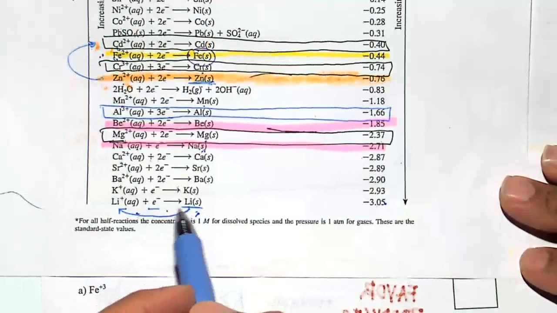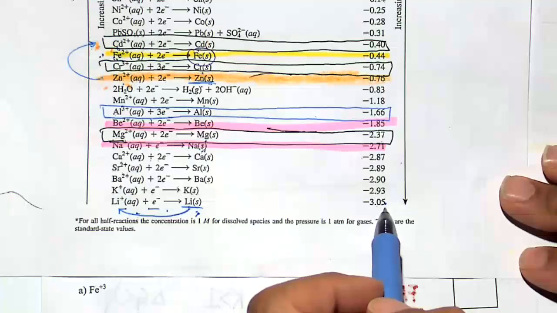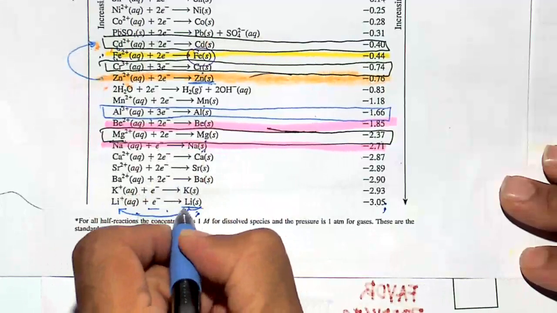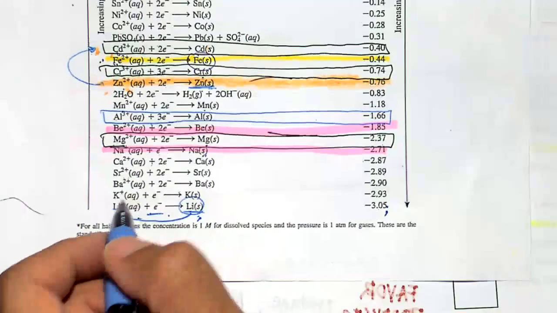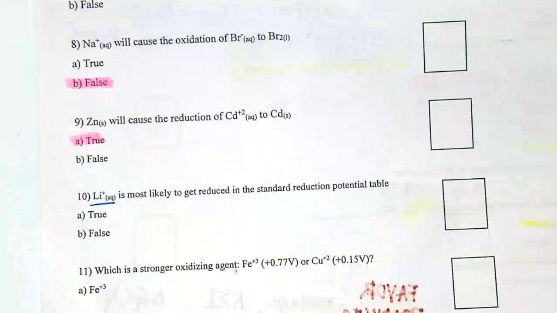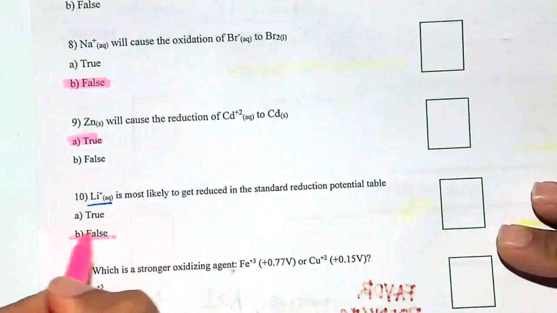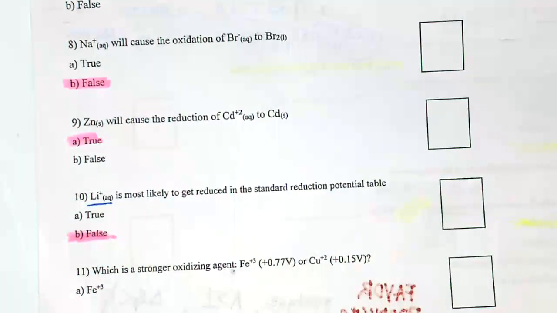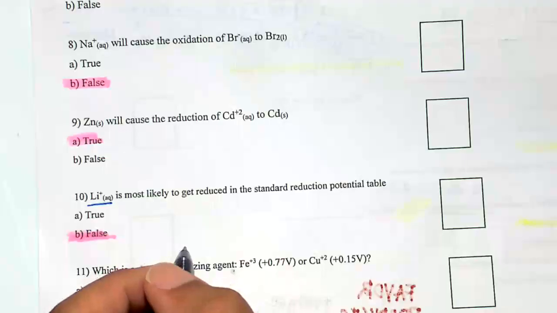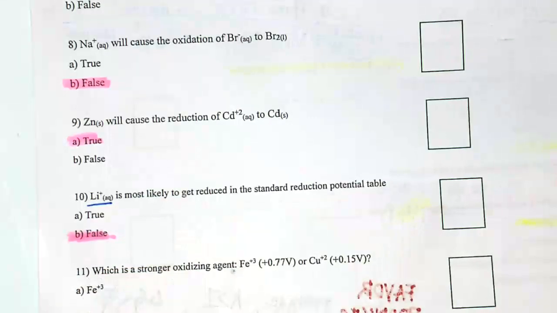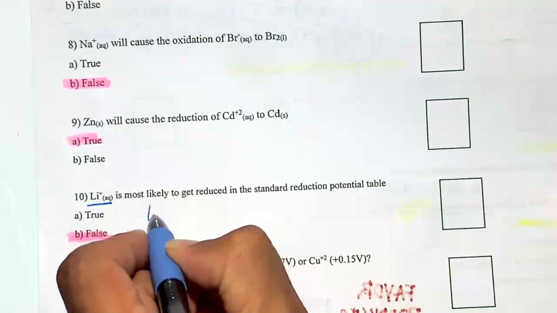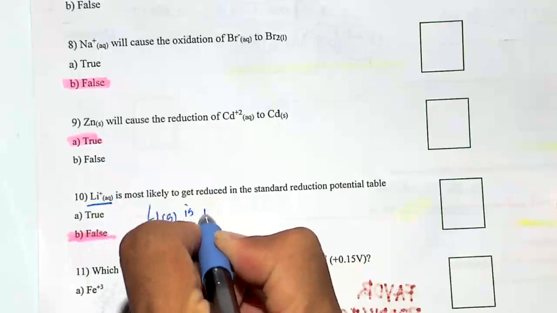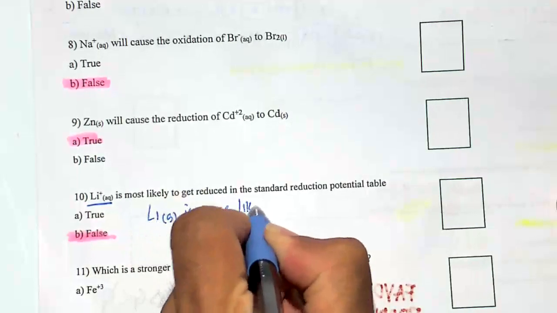Here, lithium getting reduced gives you minus 3.05 volts potential. Not likely to happen. What is likely to happen? Lithium solid losing the electron, giving you Li plus. So if you agree with me, I'm calling this false. What would be true is that lithium solid is more likely to get oxidized.